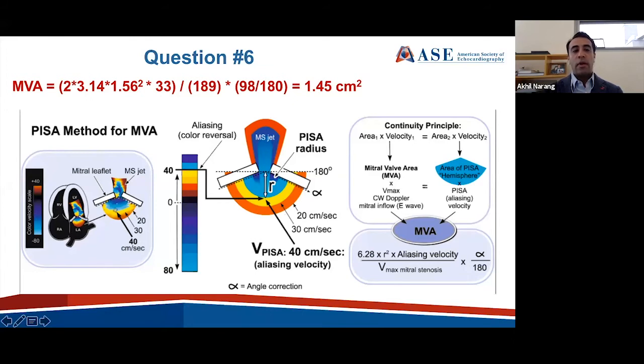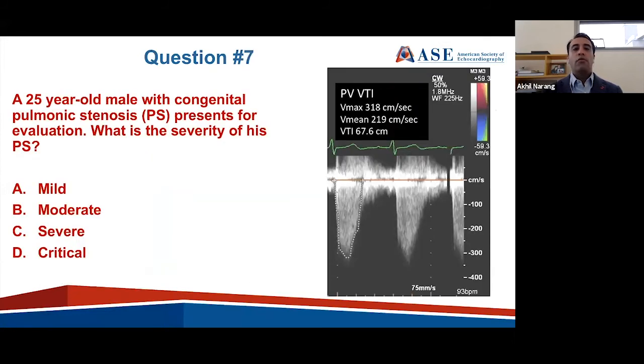So it's very important for you to be able to use the PISA method, not only for regurgitation, but also for calculating the area.